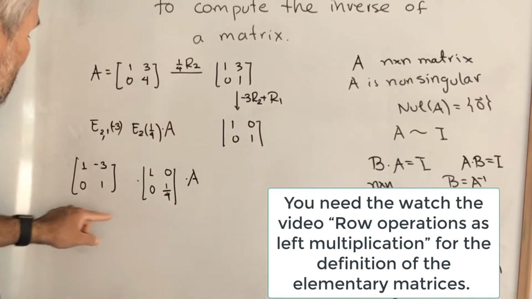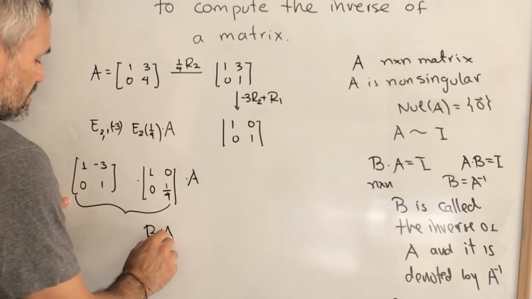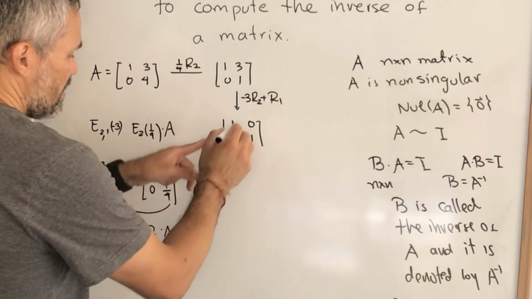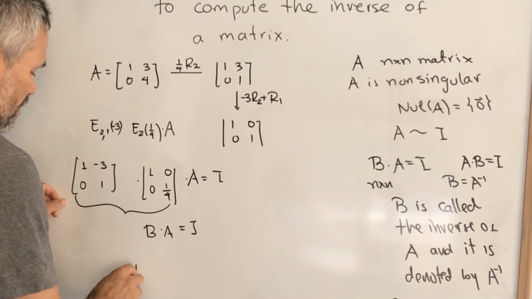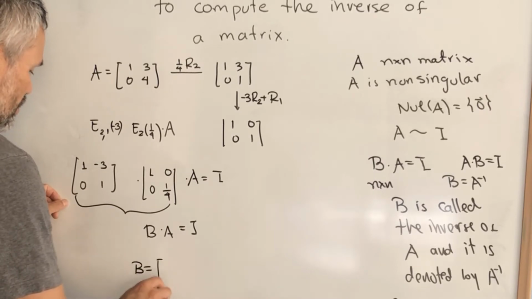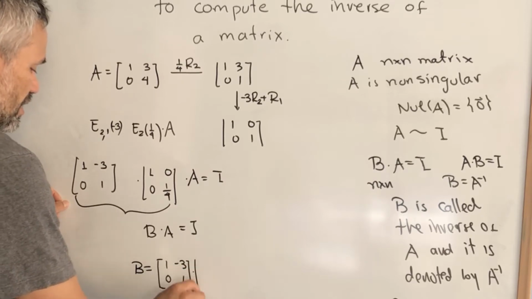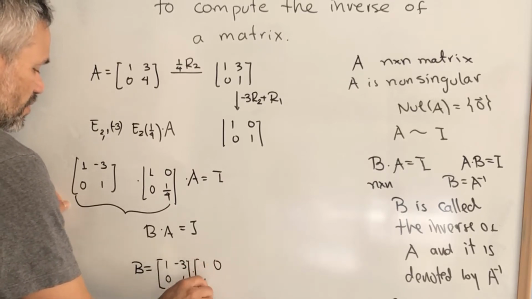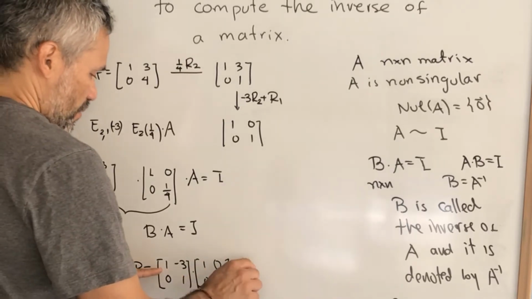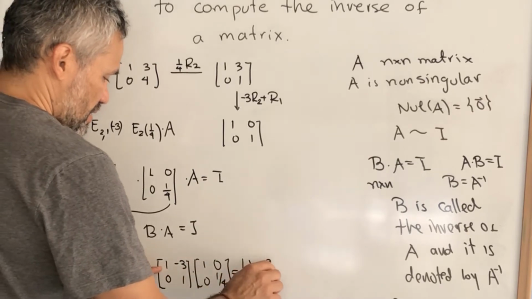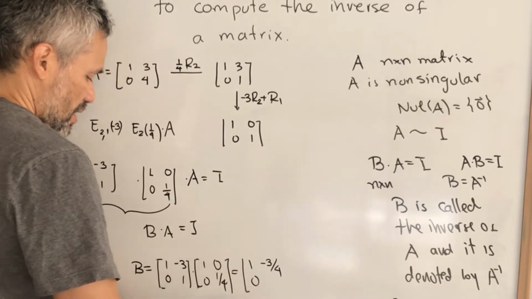And therefore, the product of these two matrices is a B, and it has the property that B times A is the identity matrix. Let's see what B is. B would be equal to 1, negative 3, 0, 1 times 1, 0, 0, 1 quarter. And this is the matrix 1, negative 3 quarters, 0, and 1 quarter.